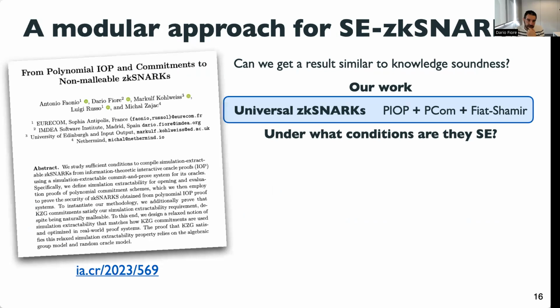This is the paper that is going to appear at TCC 2023, called From Polynomial IOP and Commitments to Non-Malleable zkSNARKs. The question we asked in this paper is: let's consider all these universal zkSNARKs that are obtained using the modular framework that consists of taking polynomial IOPs and polynomial commitments and putting them together using the Fiat-Shamir transformation. Under what conditions are they simulation extractable?